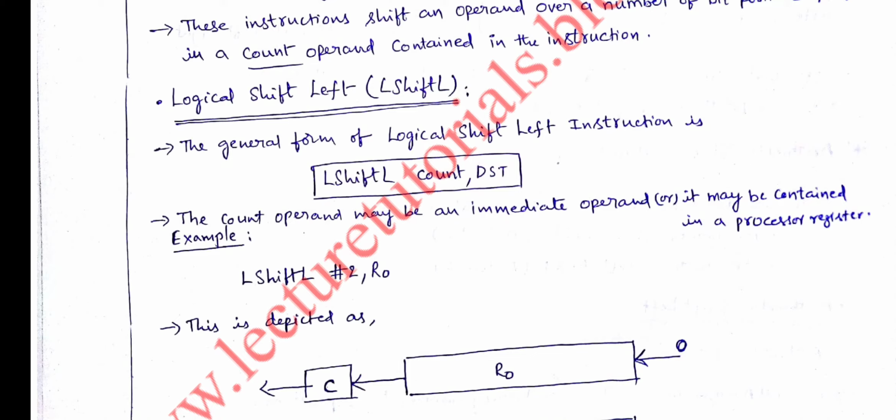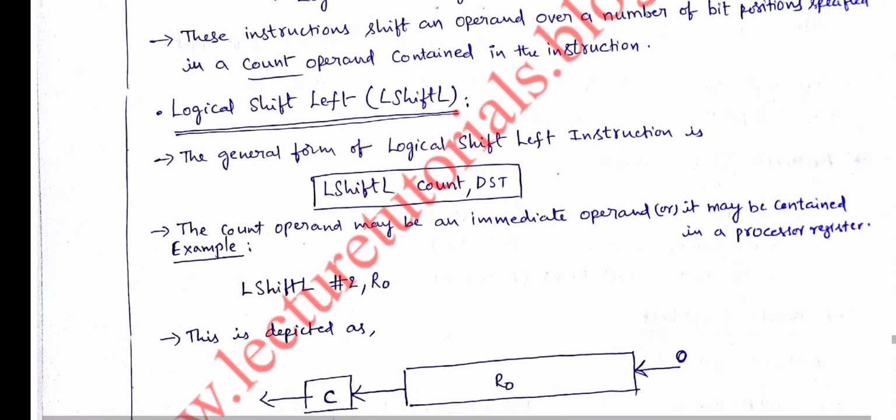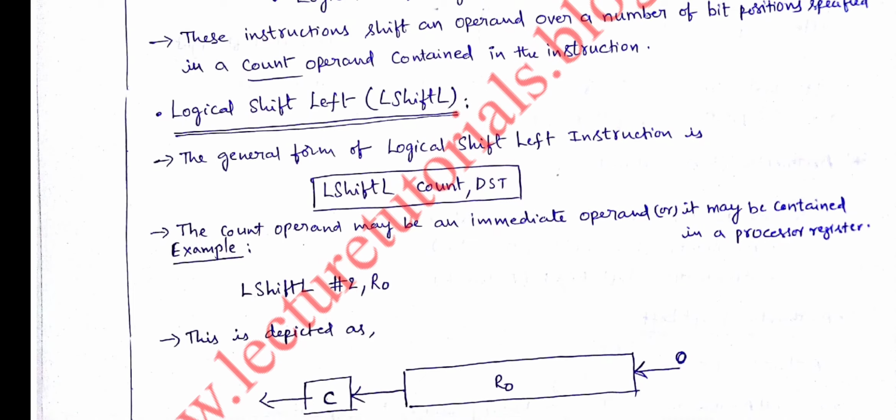The general form of the logical shift left instruction is LShiftL count, DST. Count means the number of bit positions to move towards the left. DST is nothing but the destination. Logical shift left means we have to move the bits towards the left.